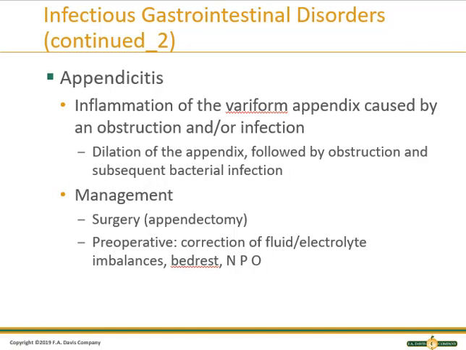Preoperatively, as they're waiting to get to surgery, there can be the correction of fluid and electrolytes, bed rest, and keeping them NPO. And that's going to finish out the first half of section 7.